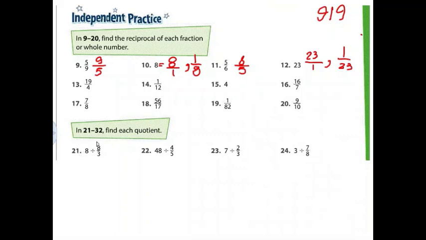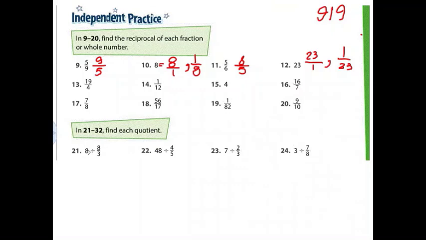Exercise 21. Find each quotient. What's the meaning of quotient? Quotient is the answer of a division equation. We have here a division equation. Can we solve it? Yeah, teacher. I will use the multiplication equation, the inverse operation of division, to solve this one.